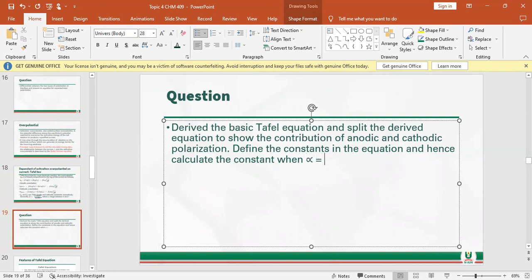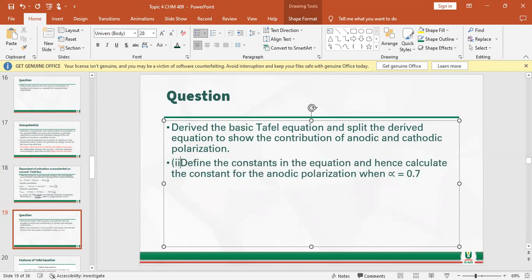Calculate the constant for the anode when alpha is equal to 0.7, temperature is equal to 300 Kelvin. The gas constant, you know, is 8.314. The gas constant is stated there. Number of electrons N is equal to 2.